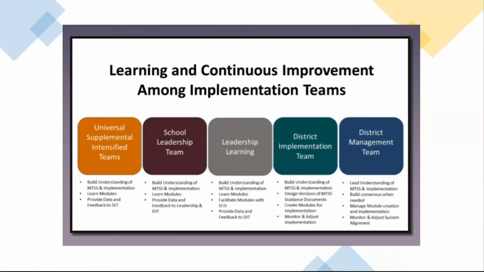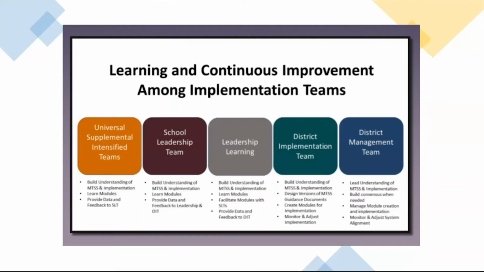Here's a deeper dive into what our teams look like. So we created a learning and continuous improvement continuum for implementation teams. We started with a district management team, which consisted of 5 members, which were our assistant superintendent, our special education director, our director of teaching and learning, and then our curriculum coordinators. Those were what created our management team.